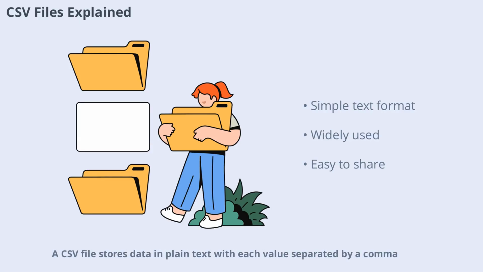CSV, or comma-separated values, is one of the simplest and most widely used data formats. A CSV file stores data in plain text with each value separated by a comma. This format is easy to read, edit, and share across different programs. It's especially popular for exporting and importing data between systems. If you've ever opened a spreadsheet or downloaded data from a website, chances are you've worked with a CSV file. Simplicity makes it a go-to choice for many analysts.